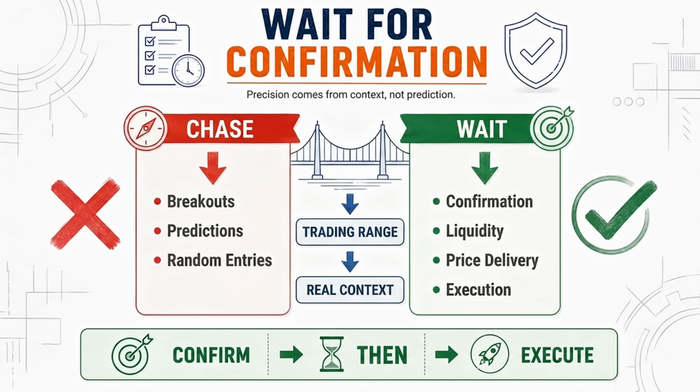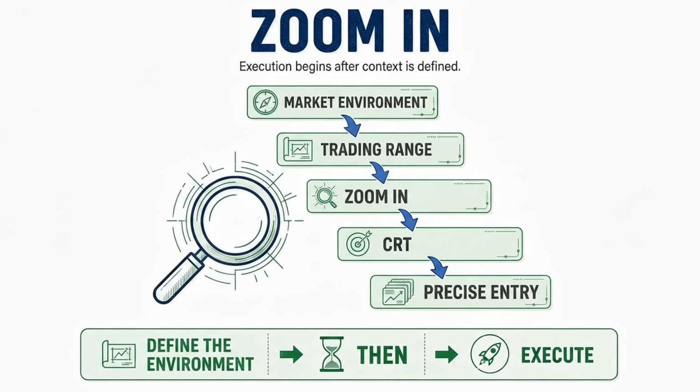Once the trading range is clearly defined, execution becomes far more precise. Instead of chasing breakouts or trying to predict direction, we wait for confirmation. Liquidity sweeps, inducement, and shifts in price delivery now have real context because we understand the environment where price is operating. This is where high probability execution truly begins. At this point, the next step is to zoom in. We move from defining the environment to executing within it.